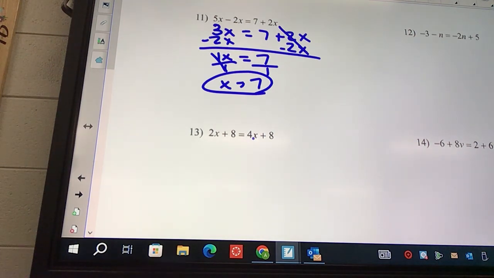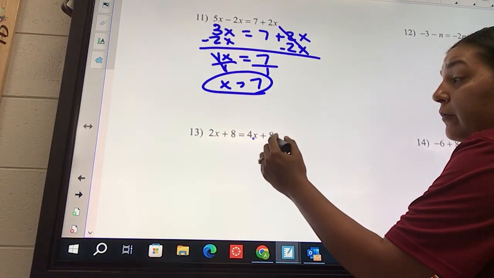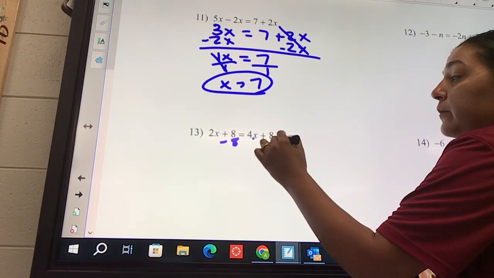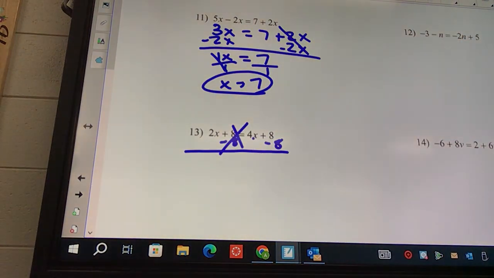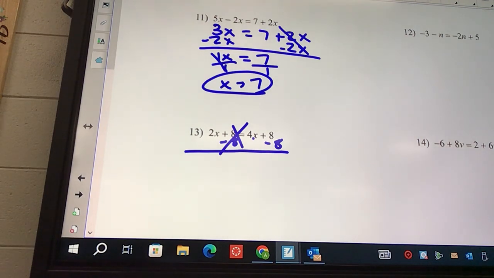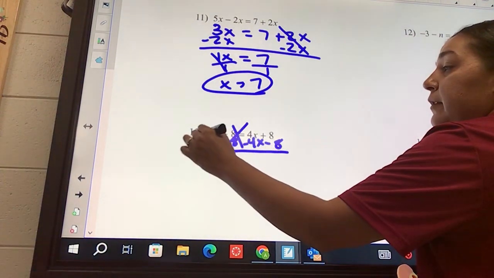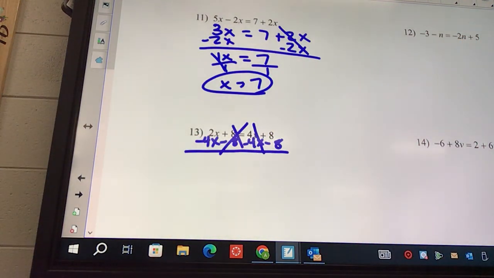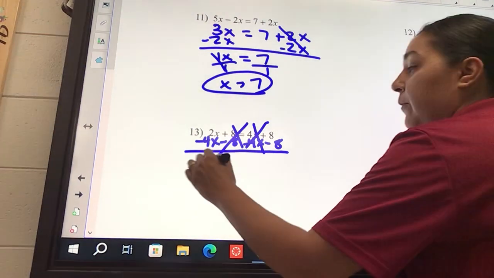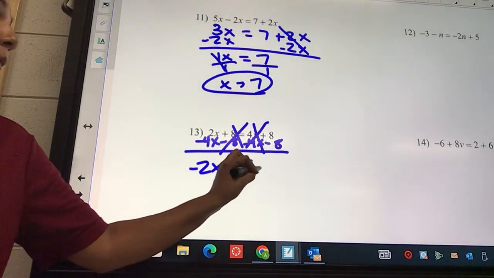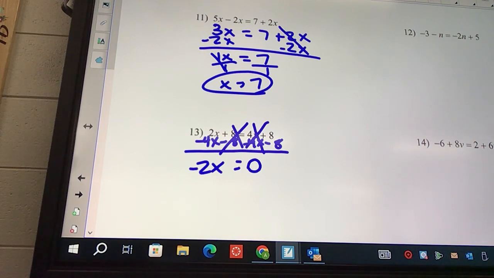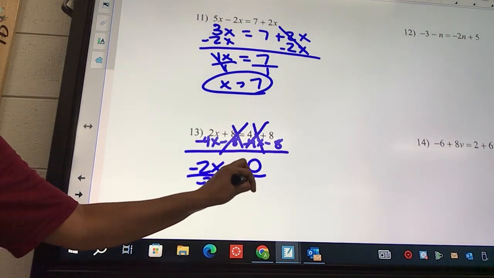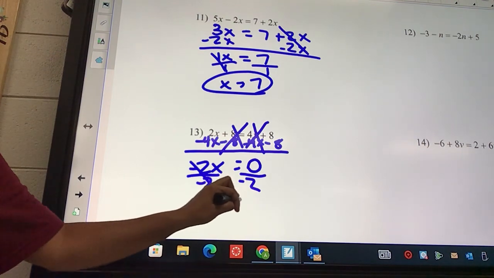Okay, what needs moved? Which 8? The 8 on the right? No, it's the one on the left. The one on the left needs moved. What else needs moved? The 4x on the right side. Perfect, minus 4x. What is 2 minus 4? Negative 2. So -2x equals 8 minus 8, which is 0. Then what? Divide by negative 2, which is 0.